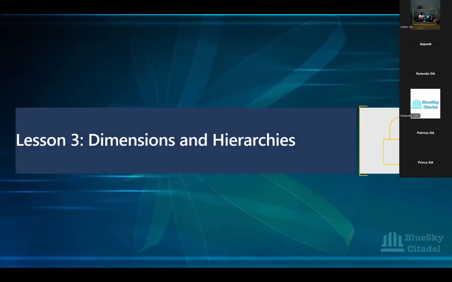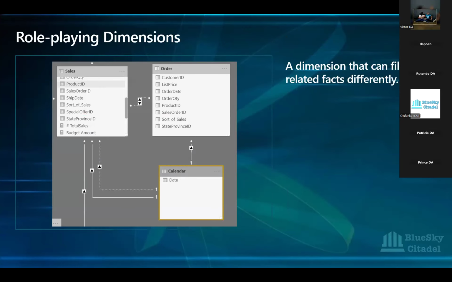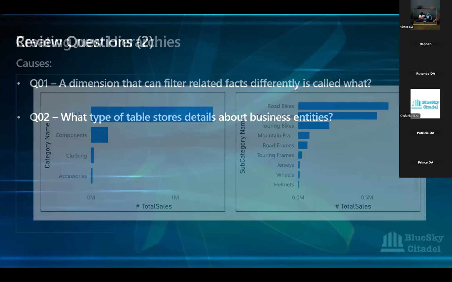Dimension and hierarchies. Dimension, we've spoken about this. Then hierarchy is used to organize your data. We started last week. So role play by dimension. You use it to group your information. A dimension that can filter related facts differently. Good. So you use your hierarchy to group your information. I don't want to waste much time.